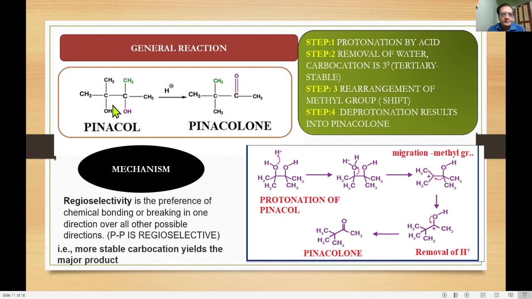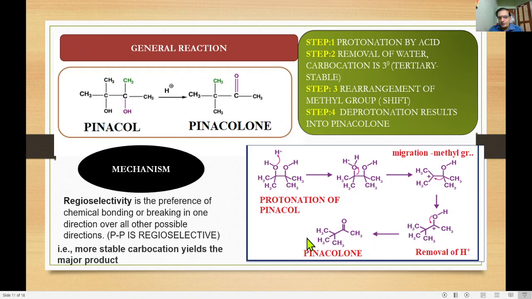So this is the general reaction. The general reaction is that Pinacol is converted into Pinacolone in the presence of acid. This is the general reaction, and this is the mechanism. The mechanism involves four different steps. Step one: protonation by acid. The acid reacts with either one of the diol groups, which gets protonated, and removal of water makes a tertiary carbocation. A methyl shift takes place, and we can also consider it a 1,2 shift, because in some more examples different groups may migrate from one place to another. So a shift of a group, or 1,2 shift, takes place in the third step, and deprotonation results in the Pinacolone.